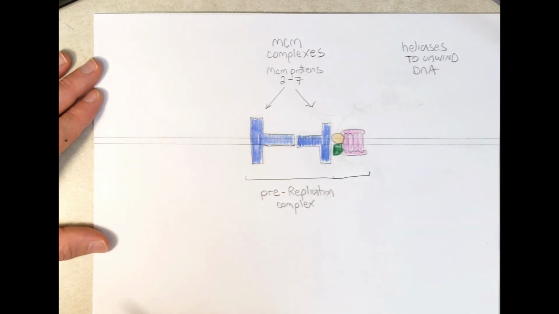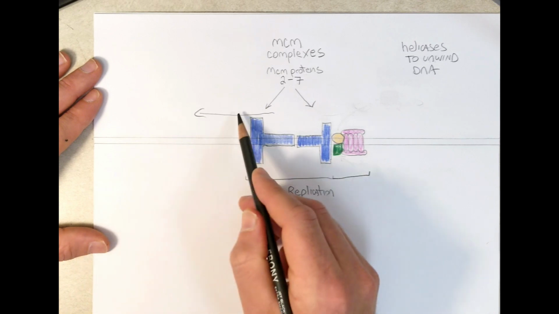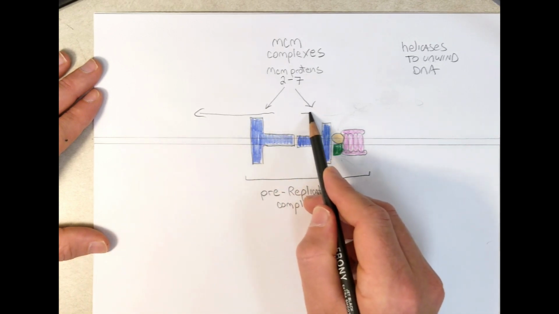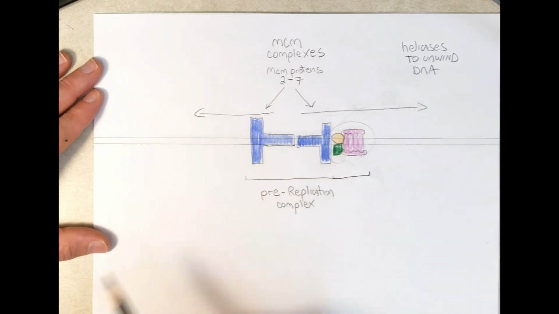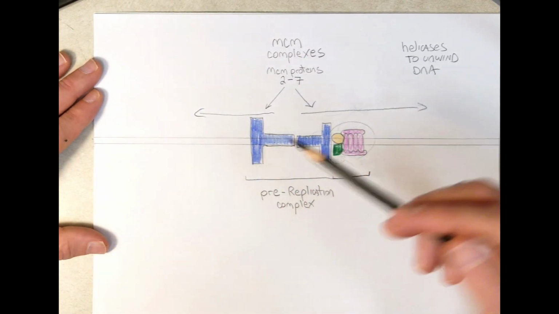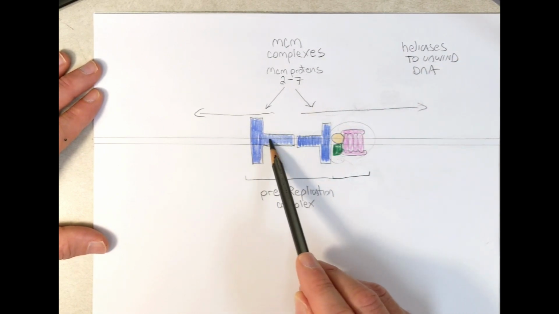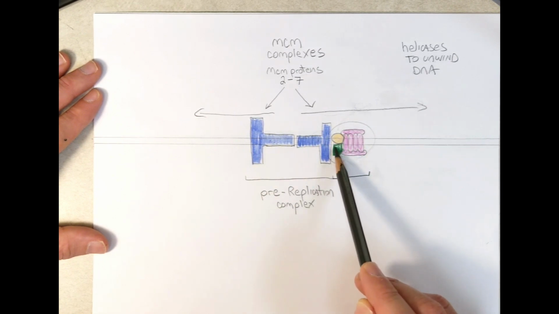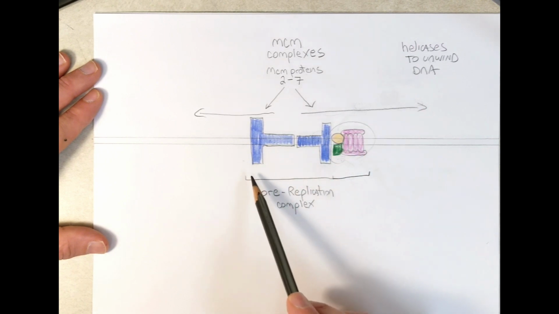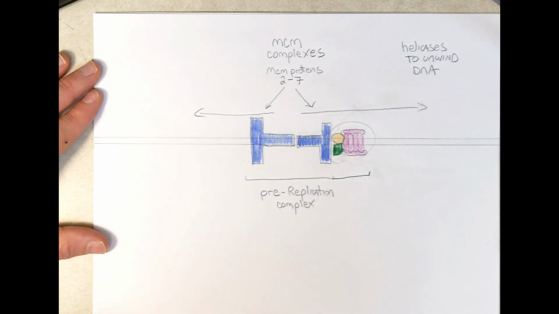And remember, we said DNA replication occurs bidirectionally. This one will go that way, with the replication fork that moves to the left, and this one over here will go this way. Of course, these things will have to be moved out of the way. Together, this MCM complex here, this MCM complex here, CDC6, CDT1, and the ORC are called the pre-replication complex. So this whole thing is the pre-replication complex.